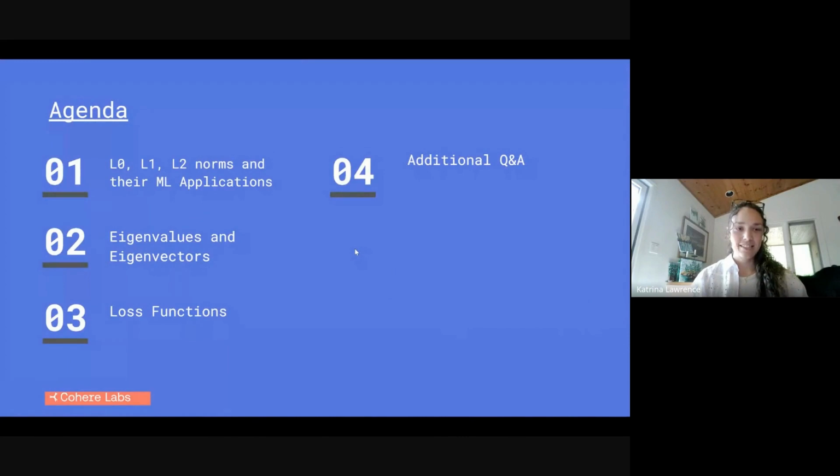Today we're going to start by looking at different norms: the L0, L1, L2 norm and their applications in machine learning. The second thing we're going to look at is eigenvalues and eigenvectors. Last time we had to rush a little bit at the end. We didn't quite have enough time. So we're going to go through eigenvalues and eigenvectors in a little bit more detail and talk about their various applications in machine learning beyond just principal component analysis. Then we'll also look at loss functions and the various different types, and we're going to understand the mathematical equations behind all of them. And at the end, if there's additional time, we'll go through some Q&A.